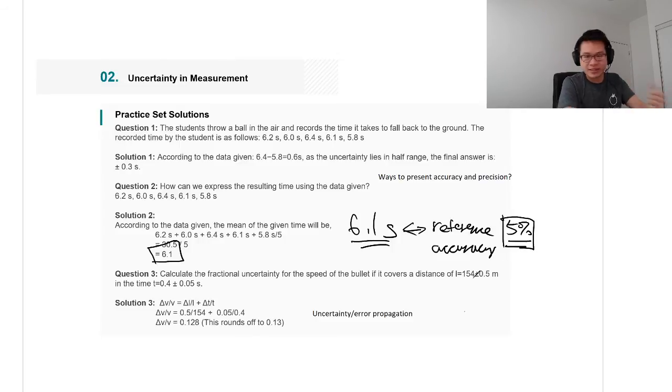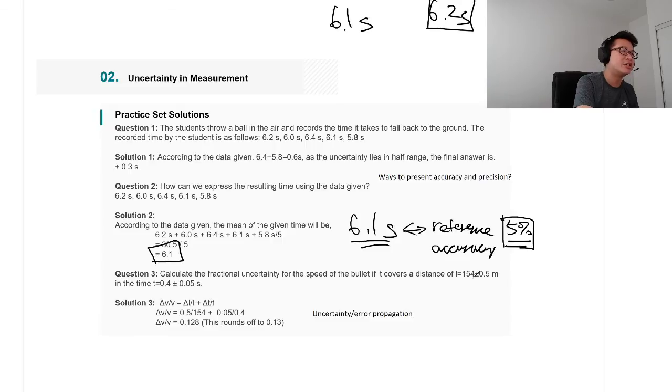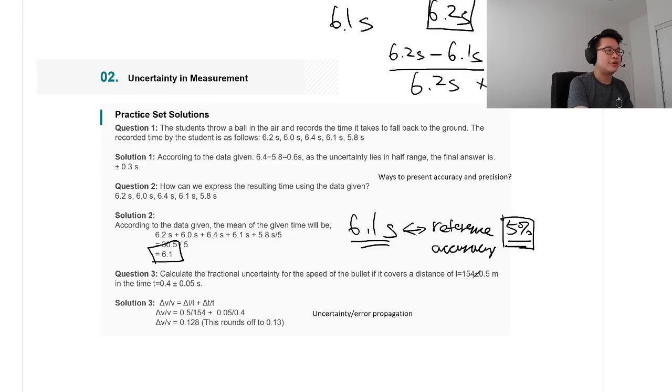Let me give you an example. We have 6.1 seconds, and our expectation is 6.2 seconds. We just need a difference, so you can take the expectation minus the reference, or the reference minus the expectation. So we have 6.2 expectation minus our 6.1 seconds, divided over the true value, and then we multiply the whole thing by 100%. We can look at the percentage difference.